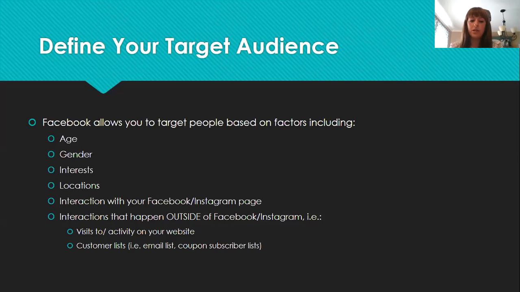interactions that you've had with the Facebook page, the business's Facebook or Instagram page, and even interactions that happen outside of Facebook and Instagram, such as visits to the company's website or customer lists. So those are all ways companies have the ability to put what's called a pixel on their website, and that's something you can do.